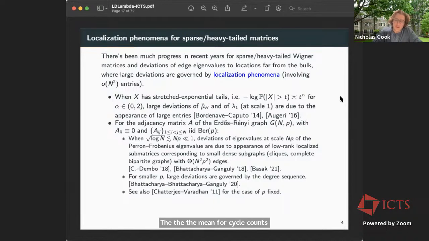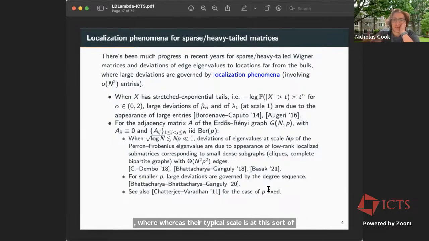the LDPs really are governed by deviations of the eigenvalues at the scale of the Perron-Frobenius eigenvalue, which is at scale NP. So I'm looking at G(N,P), so N vertices, and the entries are Bernoulli P with P going to 0. The Perron-Frobenius eigenvalue is typically at NP. And then we're interested in the deviations of that eigenvalue at that scale, and a few other eigenvalues perhaps also at that scale, whereas their typical scale is at this square root NP scale.